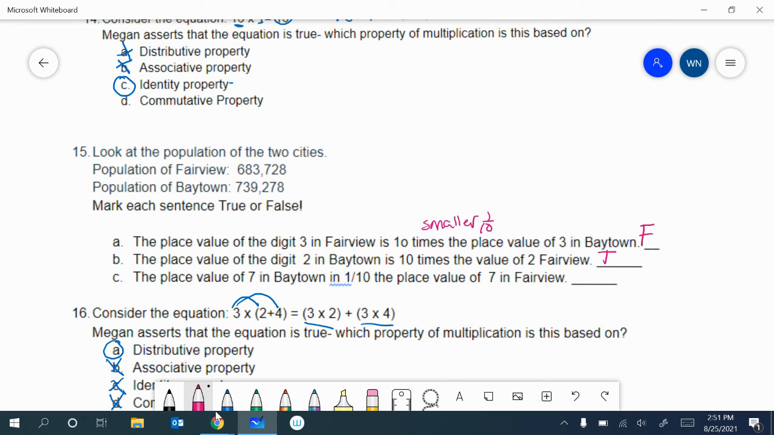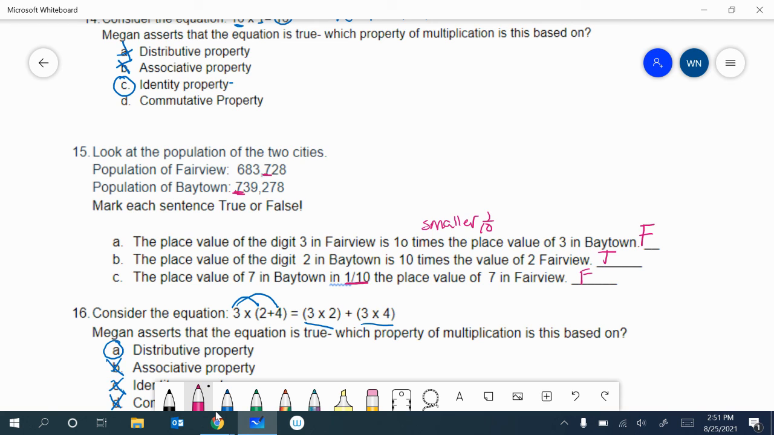Let's look at this last one. The place value of the 7 in Baytown is 1/10 the place value of the 7 in Fairview. So we could figure this out for what it really is, but I know 1/10, they have to be next to each other. These are nowhere near each other, so I know it's false for that reason. Let's look for more reasons it's false. It says Baytown is 1/10 or smaller. We know that Baytown is not smaller than Fairview, so it can't be right for that reason either.